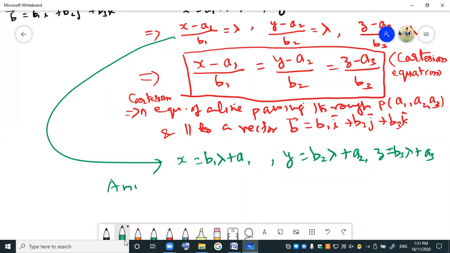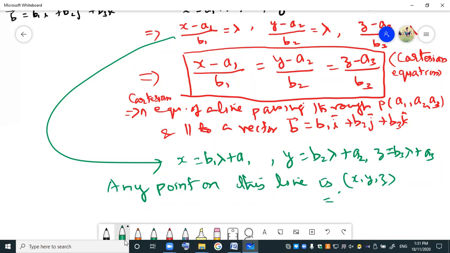Any point on this line can be represented by xyz, because we have taken the xyz point, and that is equal to b1 lambda plus a1, the x coordinate, b2 lambda plus a2, which gives you the y coordinate, and b3 lambda plus a3, which gives you the z coordinate. So three coordinates we can find for any point which lies on this line.